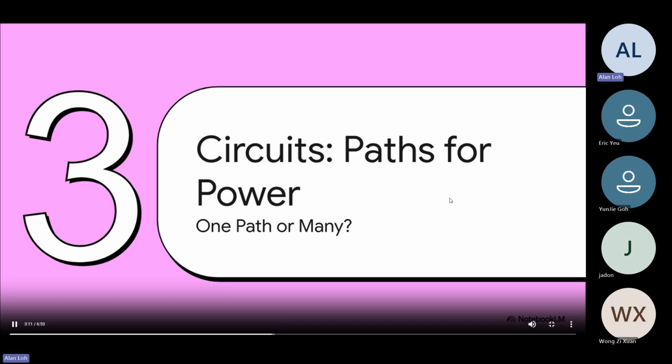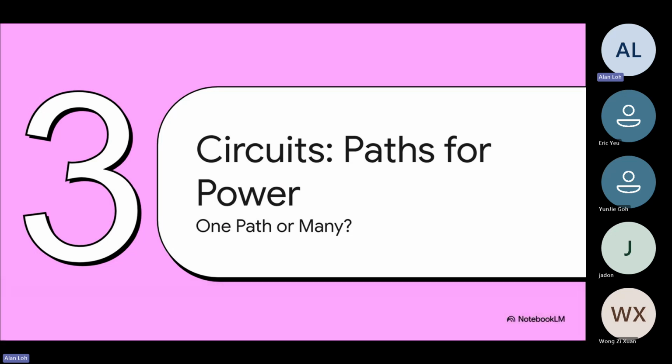But to make them do any useful work, we have to give that current a complete path to travel on. We call these paths circuits, and they basically come in two main flavors.